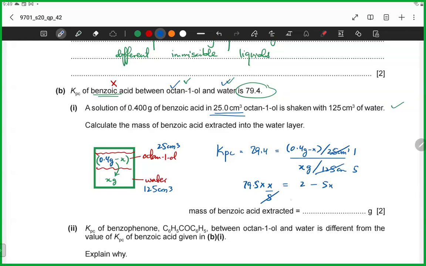And bring the x to the other side. So let's solve quicker. What do you get for this? 5 into 0.4, that's 2, and 5x, that's 5x. Get the x's on one side: 79.5x plus 5x, and that's equal to 2. I'm getting 0.0237. So that's 0.0237.